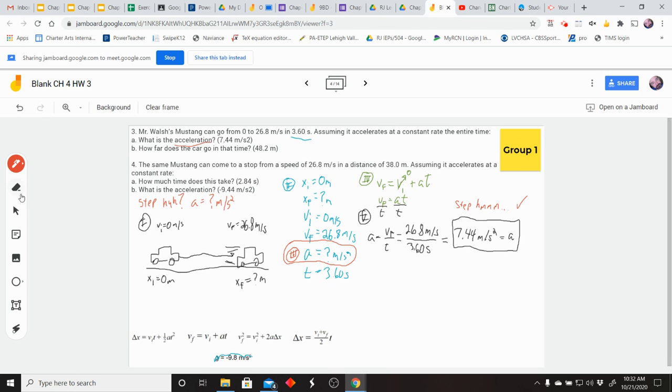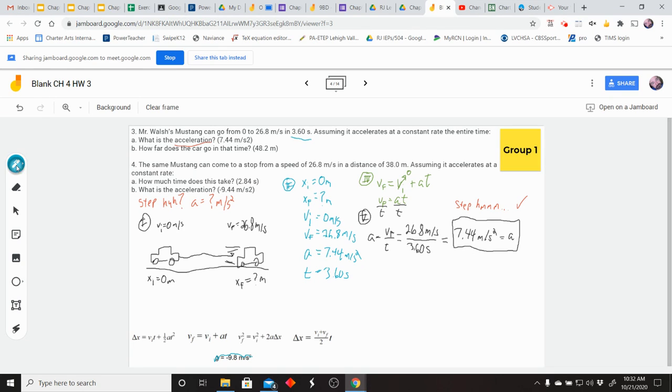Now let's go on to part B. And I should be able to do this whole thing on the same one if I can erase very carefully. So in this problem, part B is exactly the same situation as part A. The car is starting at rest, and it's accelerating constantly until it gets to 26.8 meters per second. So that means I get to keep the same sketch, and basically the same variable bank. The only thing, of course, is in part A, we figured out that A was 7.44 meters per second squared. So now I have that.